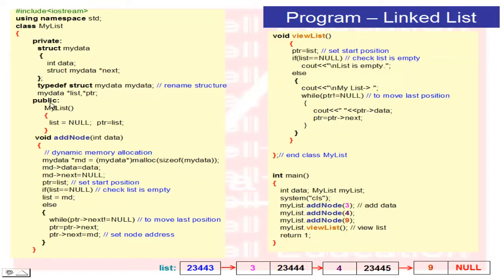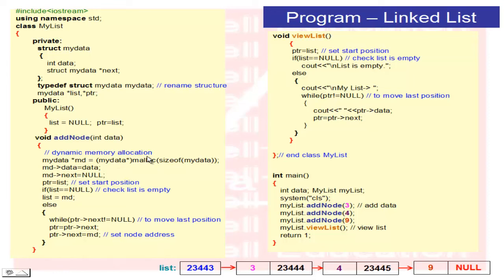Now next again I am using the public keyword for the constructor. So my list constructor, and by default I have assigned list equals to null and ptr equal to list, means both ptr and list pointers point to null the first time. Okay, now this is our add function.